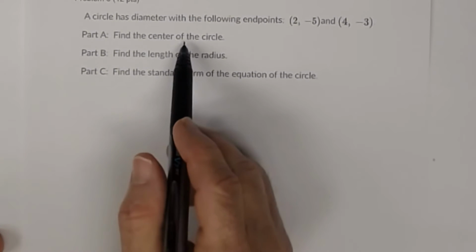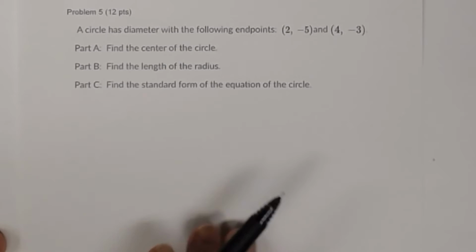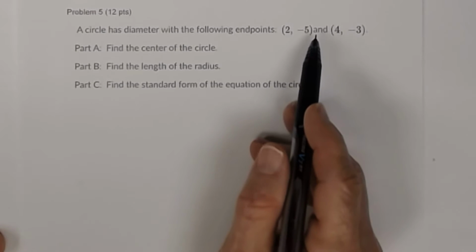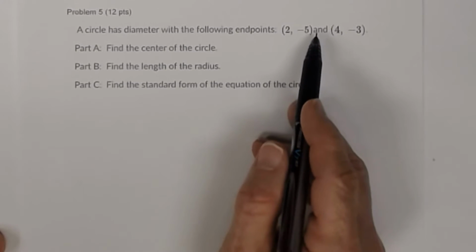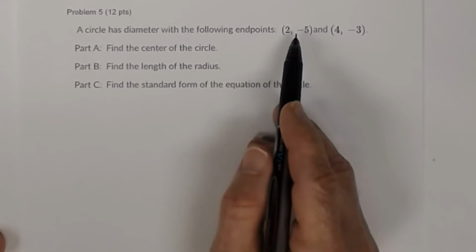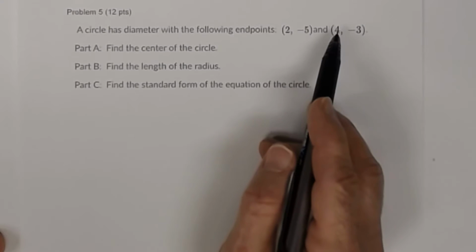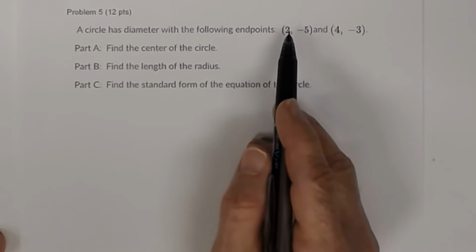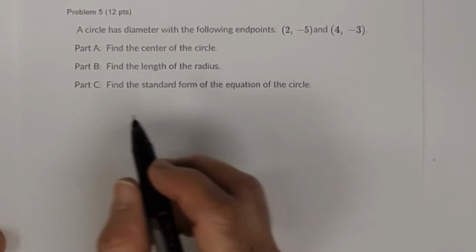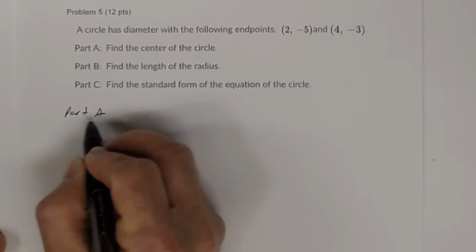And in part A, you want to find the center of the circle. Well, remember, if this is the diameter, the diameter goes through the center. So if I want to find the center of this circle that has these endpoints on the diameter, then I just use the midpoint formula. So in part A, we're going to use the midpoint formula.